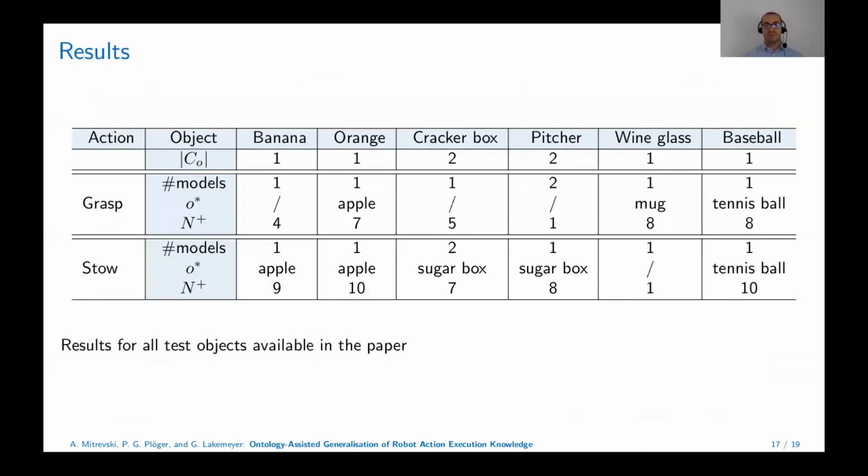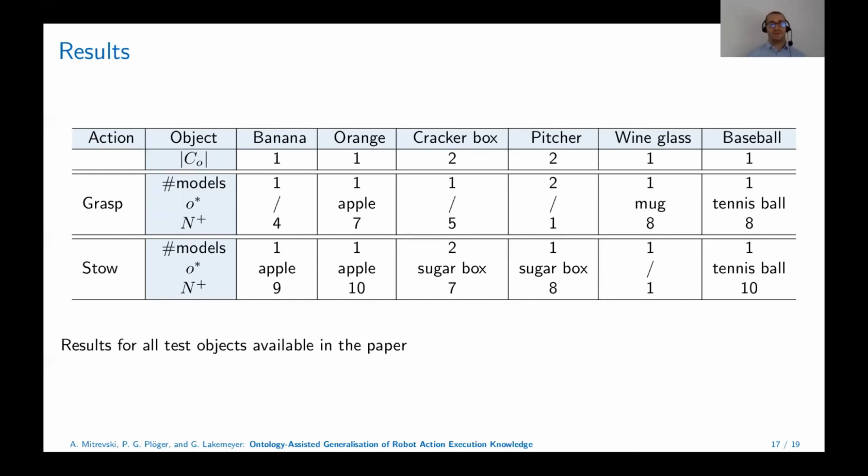We show a small subset of the results on this slide. A detailed discussion of all results is included in the paper. For some of the objects, the object cluster only contained a single object, but for objects such as the cracker box in the picture, 2 models were applicable, the model of the Pringles can and the model of the sugar box. Here, it is interesting to note that the model of the apple is expectedly not useful when grasping a banana due to the difference in shapes, but is applicable in the stowing case.